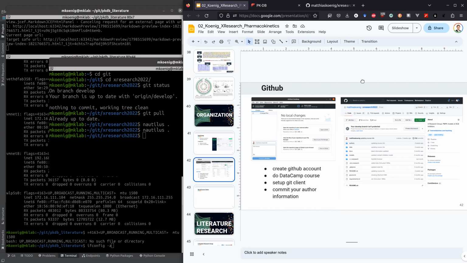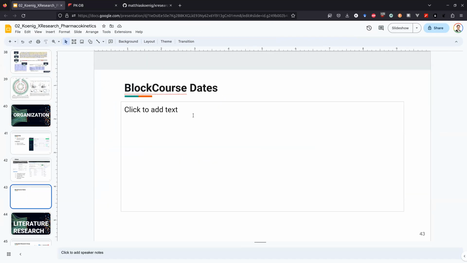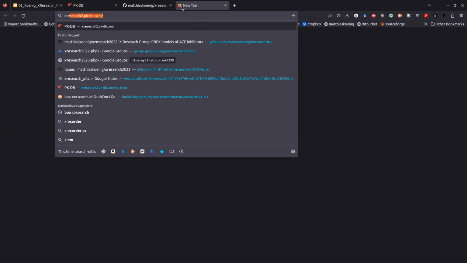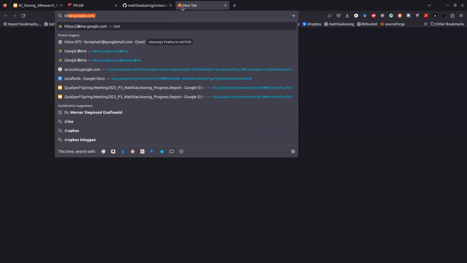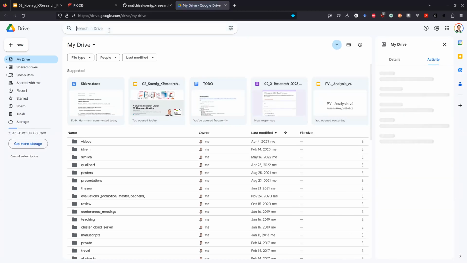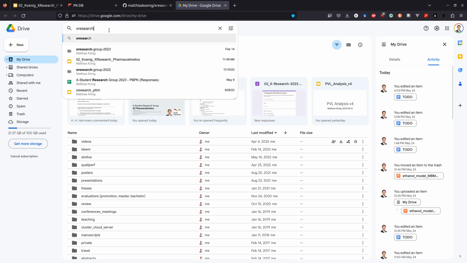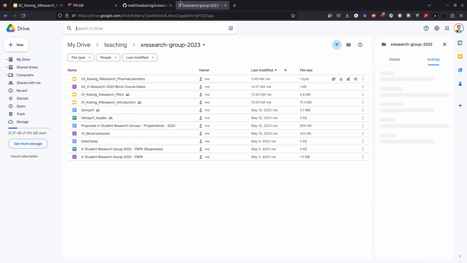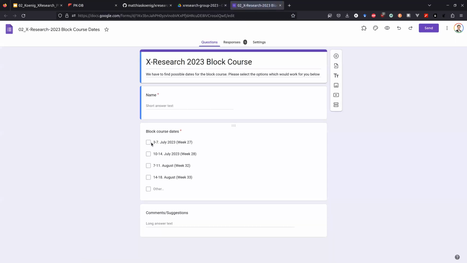This is definitely one thing. The next thing is we have to decide on the block course dates. In the email I sent today, I suggested some dates. Hopefully this will work for everyone. You should fill out the form, put in your name, and see what dates work best for you. Then hopefully we'll find one or two dates which work for most people. If this is really not working at all, we can also do it a bit later.